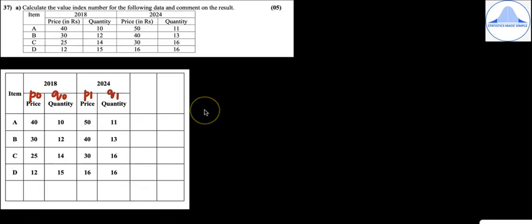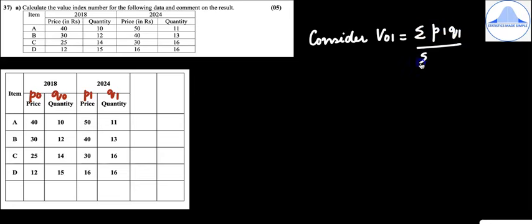Now we need to form two columns to calculate the value index number. Before doing the calculations, let us write the formula for the value index number. The value index number is denoted by V01. Let us write the formula. Consider V01. This is equal to summation P1 Q1 divided by summation P0 Q0 into 100.